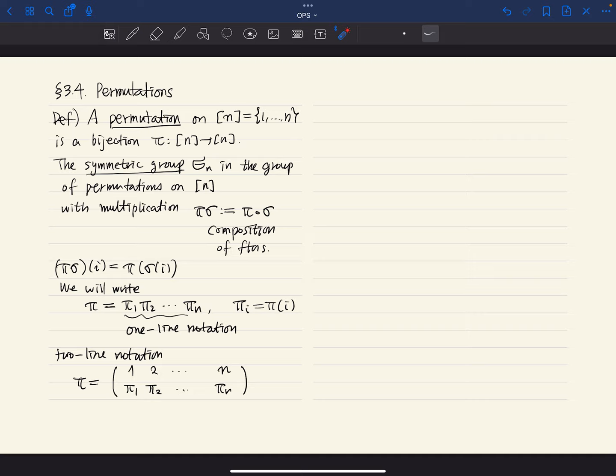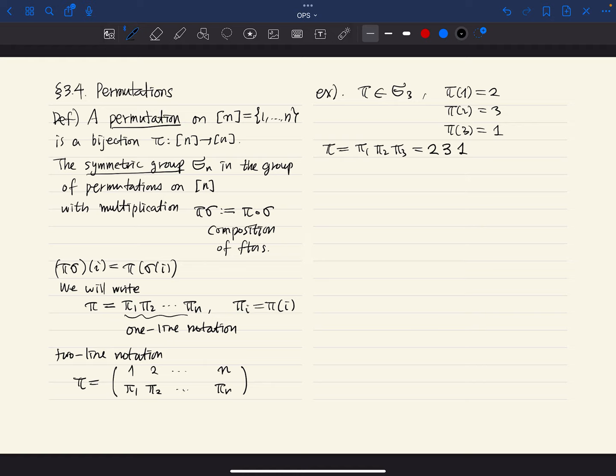So a permutation π can be considered as a function or bijection, or a word like this, or an array like this. Let me give you a simple example. Let π in the symmetric group S_3 be defined by π(1) = 2, π(2) = 3, π(3) = 1. So this is a bijection. We can write π in one-line notation as π_1 π_2 π_3, which is 2, 3, 1, and also in two-line notation. You can think of this as a map sending this to this, and this to this, etc.